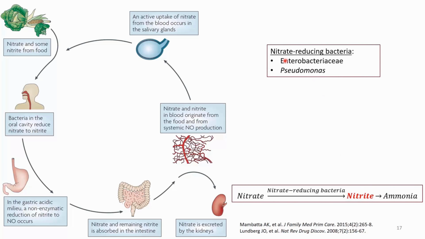And there are nitrate-reducing bacteria, such as Enterobacteriaceae. The most common member of the Enterobacteriaceae family is E. coli, and also Pseudomonas. So that's what we suspect.